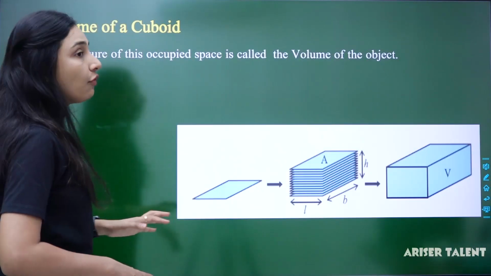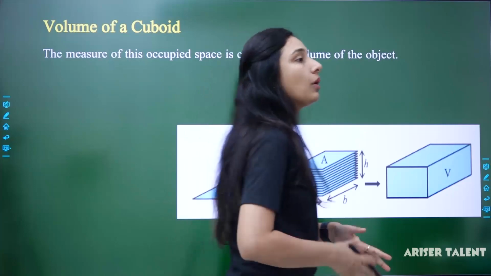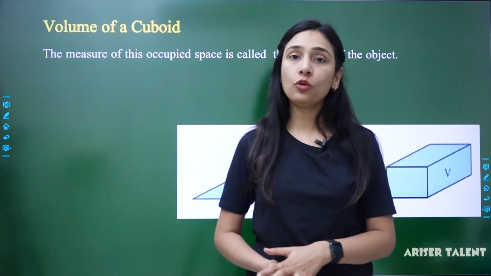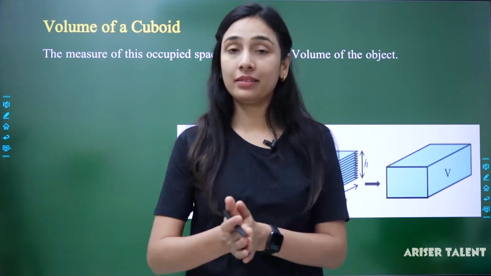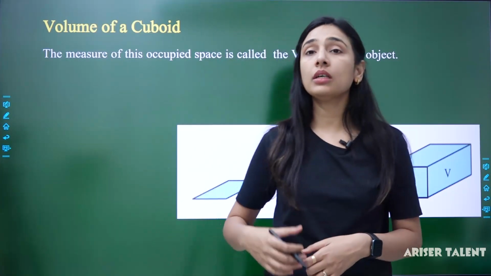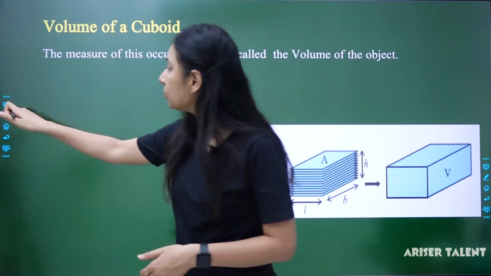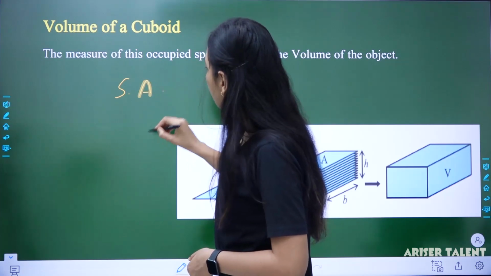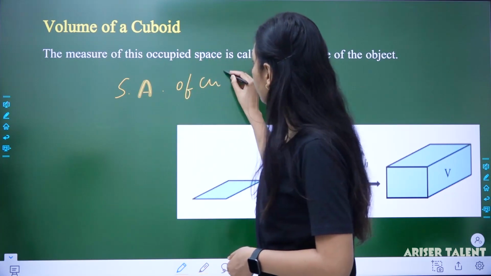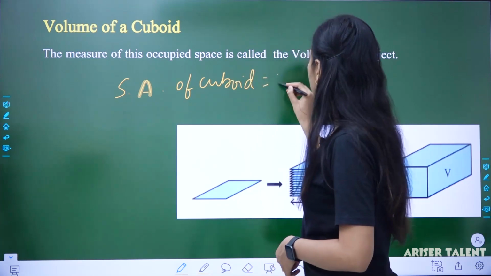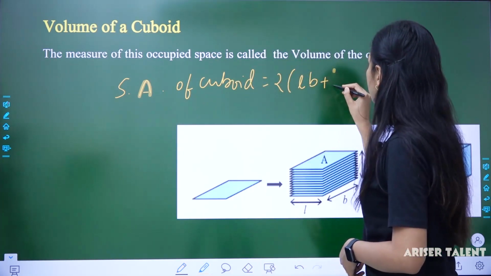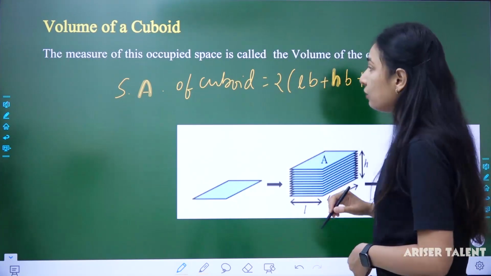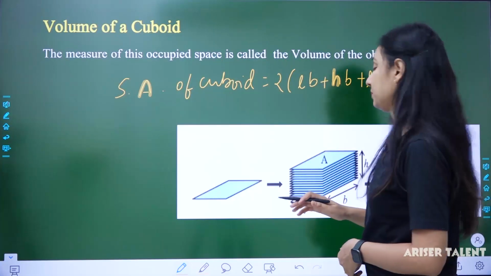Then next, the volume of a cuboid. We have talked about the surface area of a cuboid. What is the surface area of a cuboid, students? Tell me fast. Surface area of cuboid was going to be 2 times LB plus HB plus LH. That was okay, isn't it? All right.